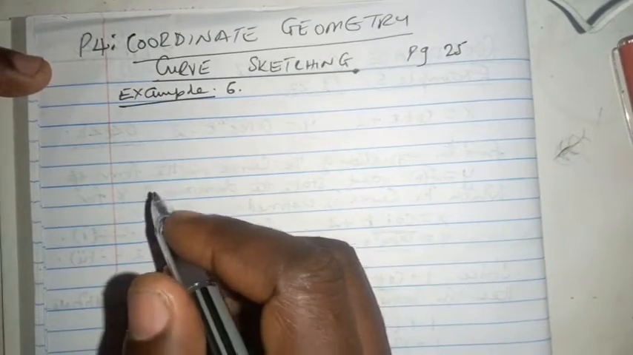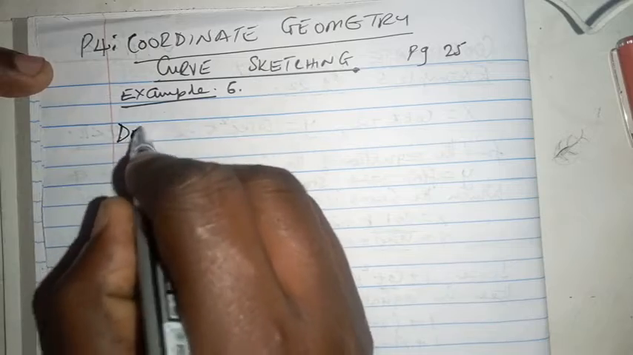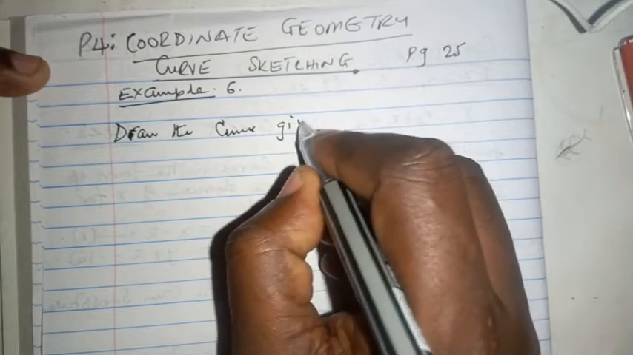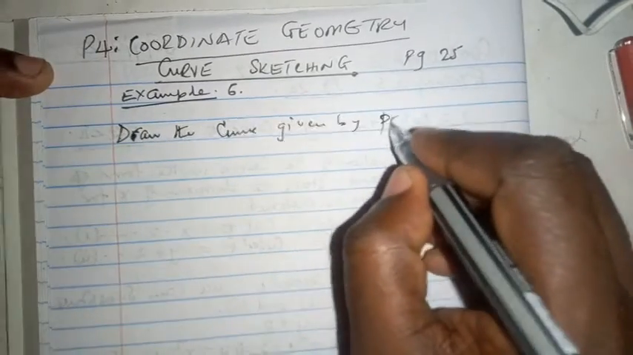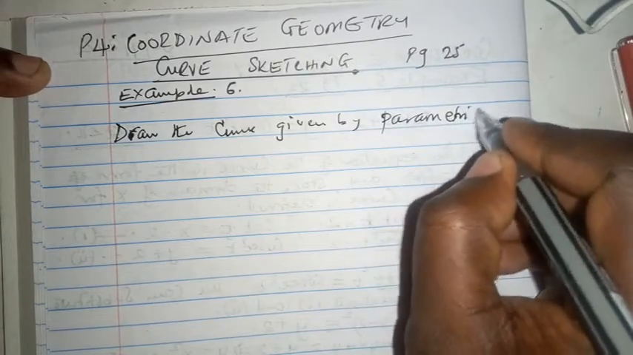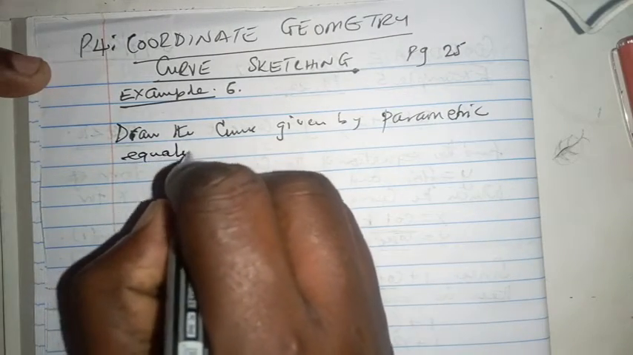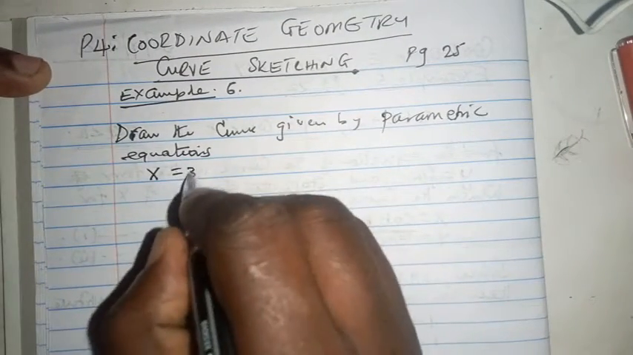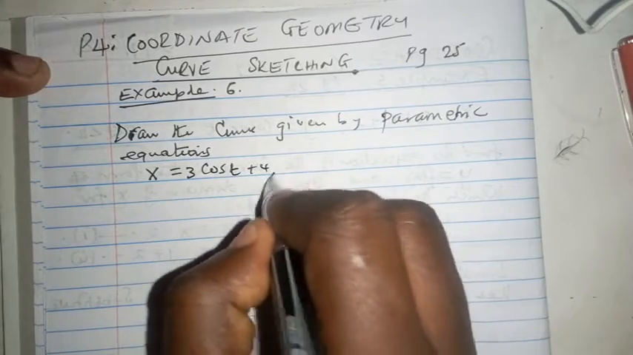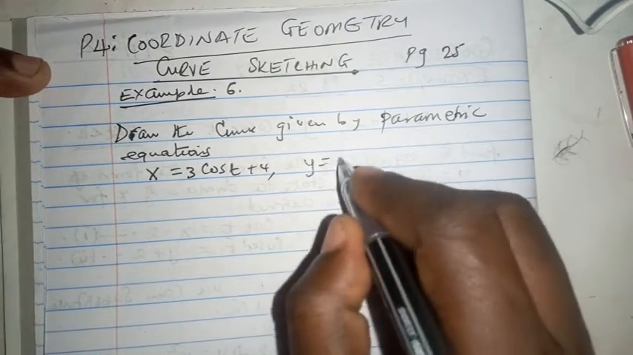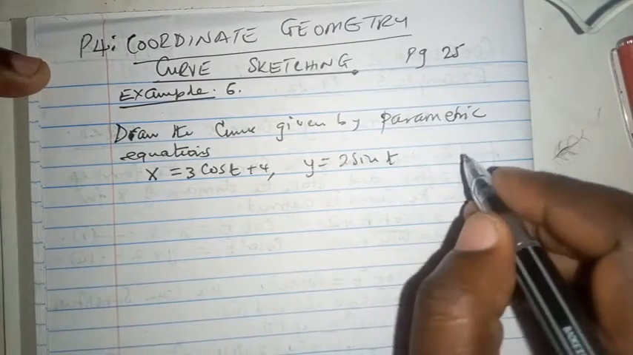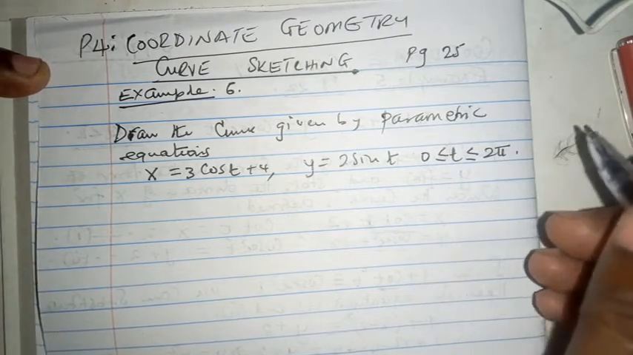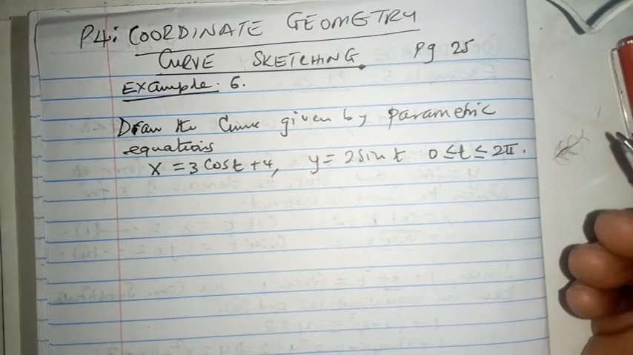So example 6 says draw the curve given by the parametric equations x equals 3 cos t plus 4 and y equals 2 sin t, where t is greater than or equal to 0 all the way to 2 pi. Remember, these are radians.